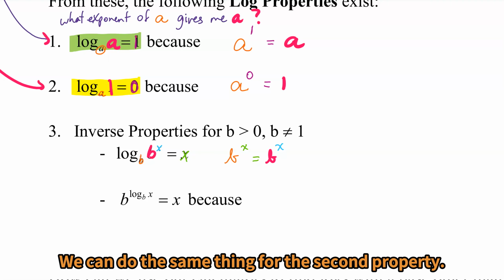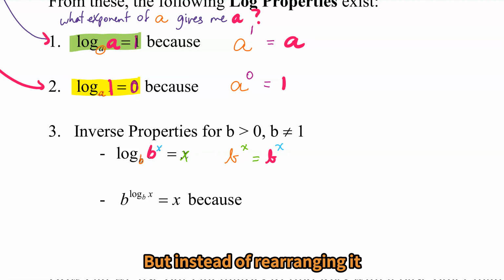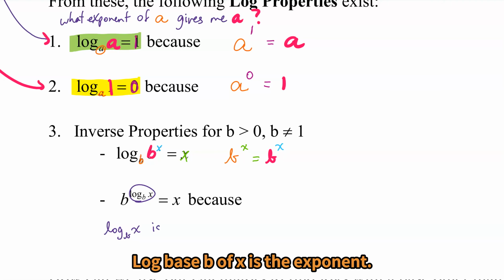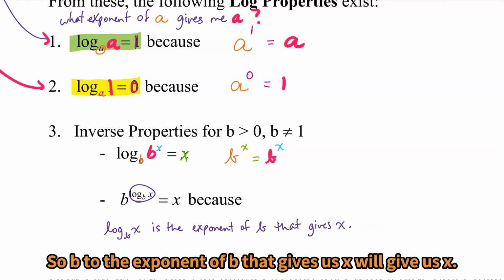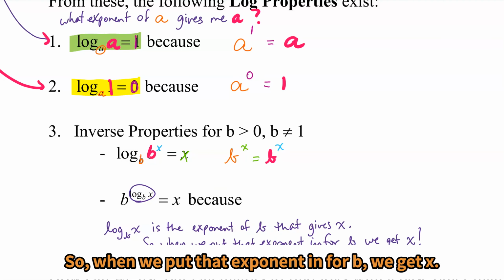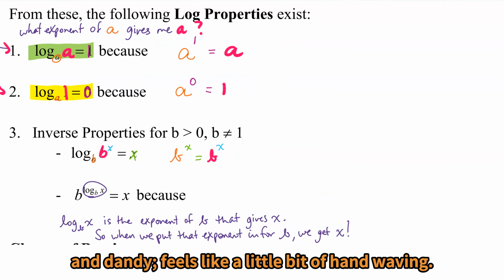We can do the same thing for this second property, b to the power log b of x equals x. But instead of rearranging it so that it's a log equation, I'm going to look at it in a slightly different way. Log base b of x is the exponent of b that gives us x when we put it in there. So b to the exponent of b that gives us x will give us x. So when we put that exponent in for b, we get x. Now this is all fine and dandy, feels like a little bit of hand waving.